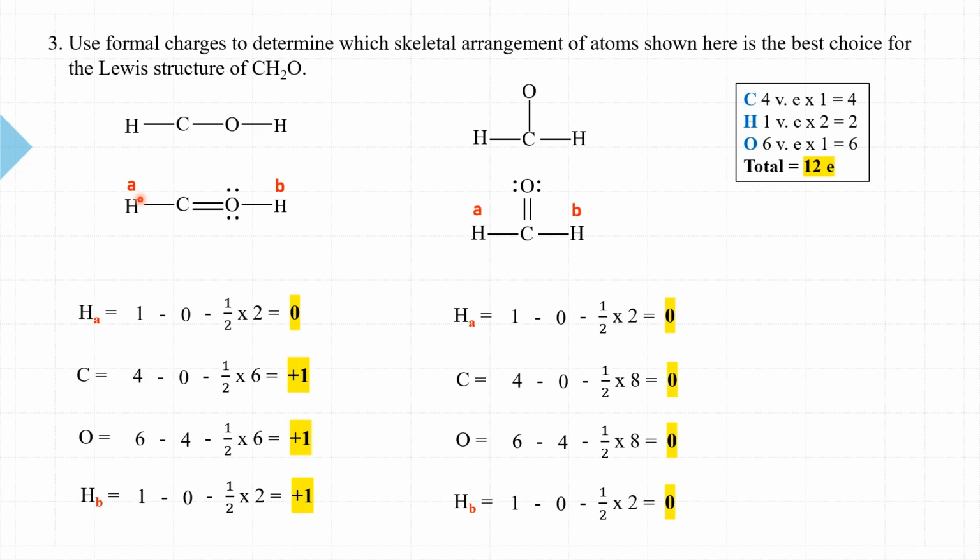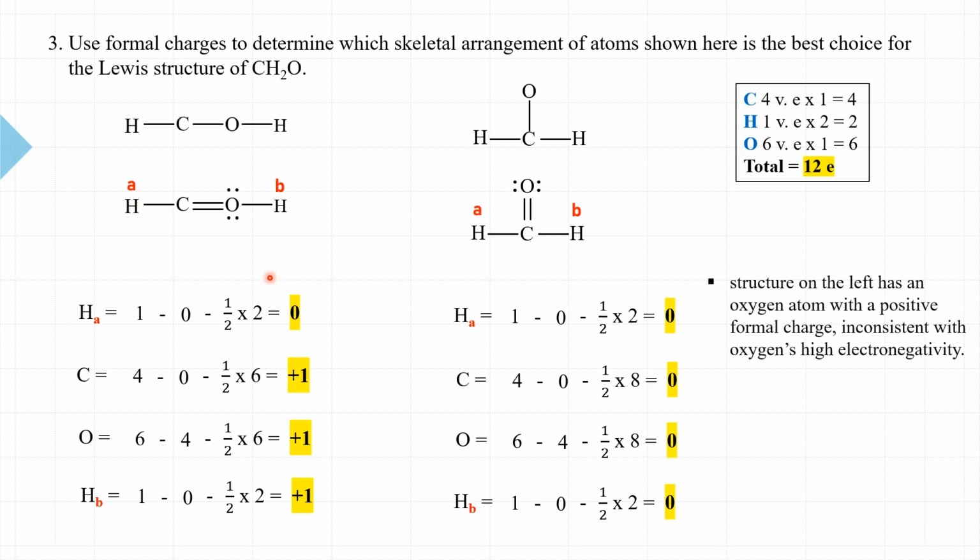Now which structure is valid and what are the reasons? You can clearly see in the first structure, oxygen, an electronegative element, has a plus 1 charge. But in the second structure, oxygen has zero charge. If we consider the electronegative element oxygen, zero charge is more favored than having a plus 1 charge.